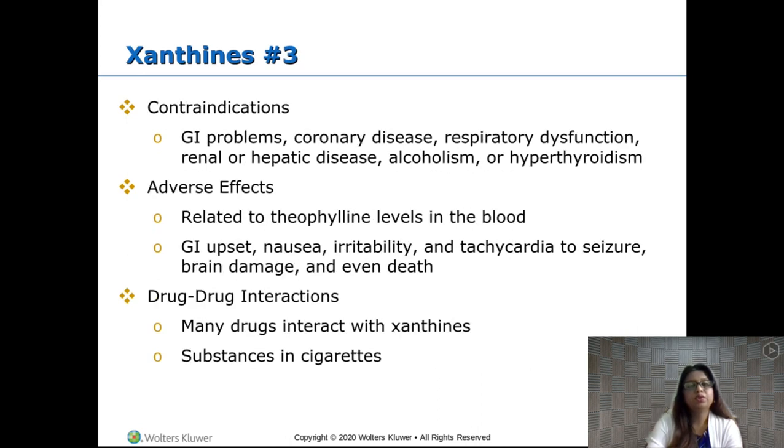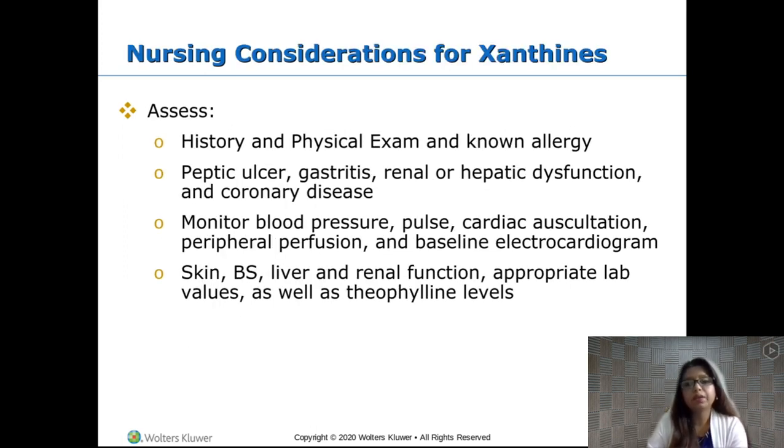Contraindication: when should you not give it? When the patient has heart problems, stomach problems, severe respiratory dysfunction, baseline renal kidney problems, alcoholism, hyperthyroidism. Adverse effects could be related to theophylline levels in the blood. GI upset is nausea, vomiting, irritability, tachycardia, to seizures, brain damage, and even death. Drug-to-drug interactions: many drugs interact with xanthines, and substances in cigarettes. That's why we say no smoking, no drinking whenever we're taking any medications.